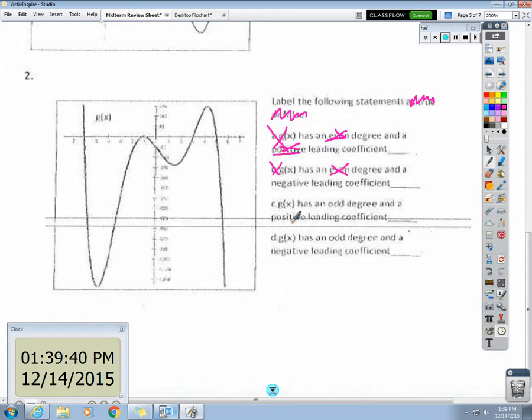C says it's odd and positive. Is that correct? It is odd, because they go opposite ways, but is it positive? No, it's going down on the right. So that means D is correct, because it is odd and negative. Alright, number 3.